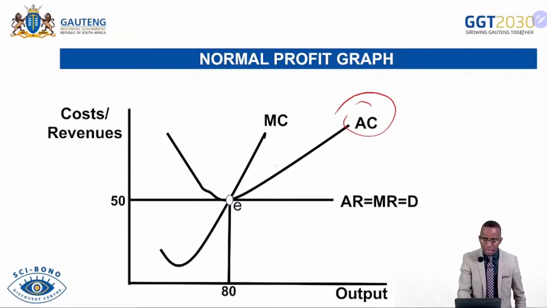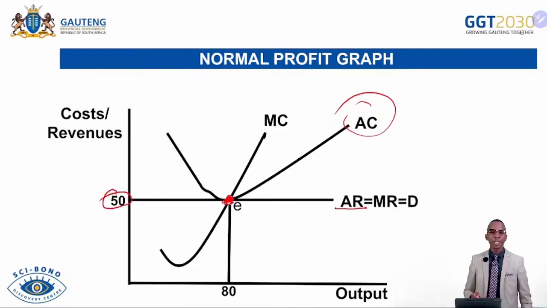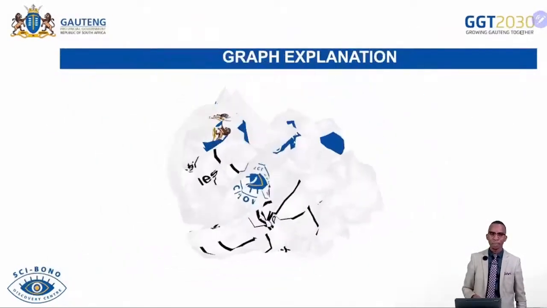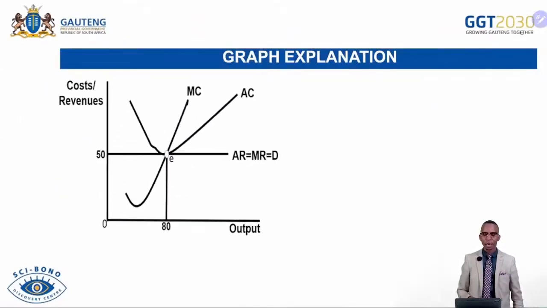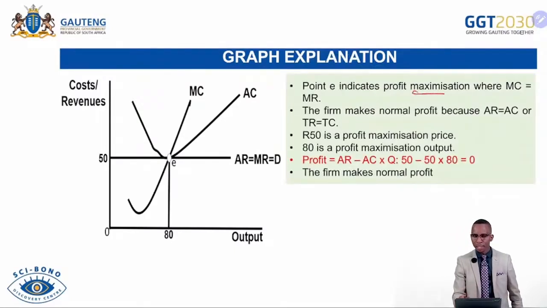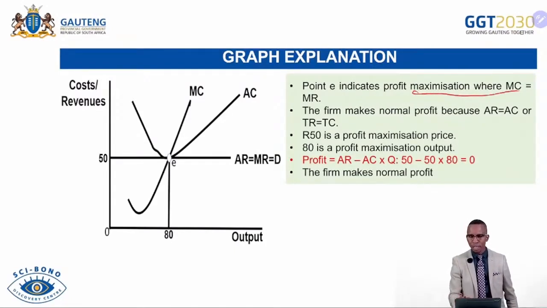Look, the AC simply turns straight onto the AR, meaning they are both equal, because AC equals 50 Rand and AR equals 50 Rand. And then the firm is not making a profit or a loss in this case. We call this one the break-even point. Graph explanation, the same graph comes in. And then same story. Point E indicates the profit maximization. The firm makes normal profit because AR equals AC or TC equals TR. And then 50 is the profit maximization price, while 80 is the profit maximization output.